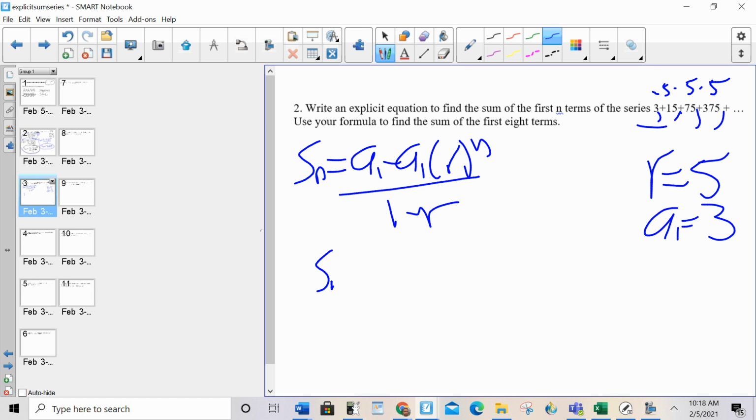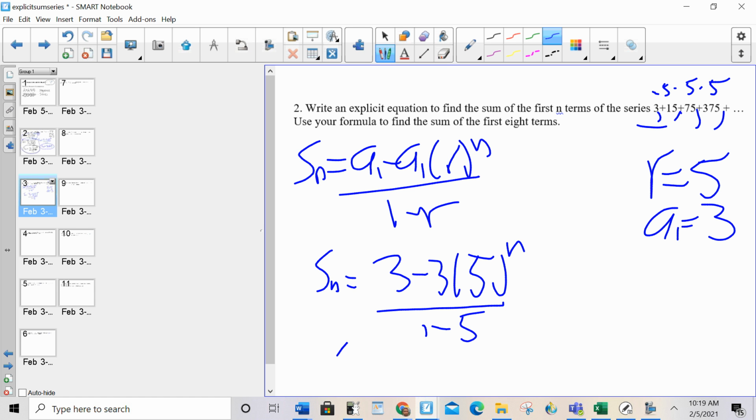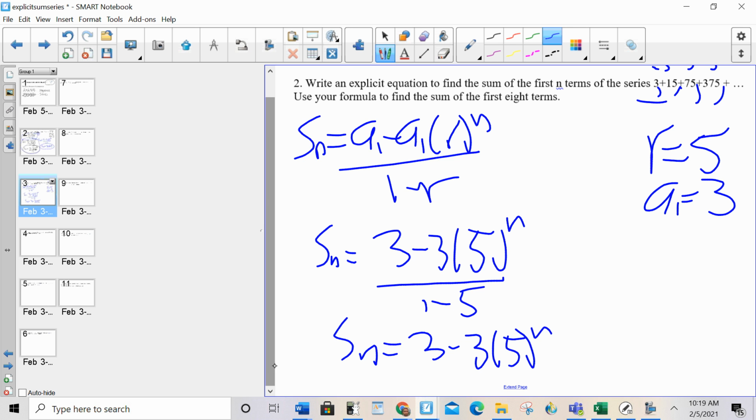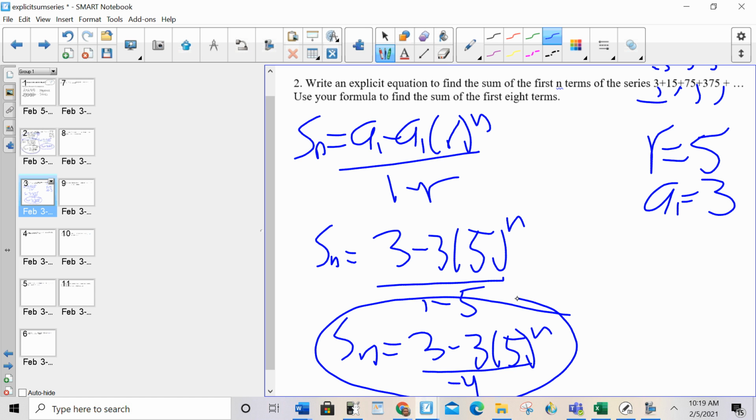Okay. Sn equals 3 minus 3 times 5 to the power of n over 1 minus 5. The only thing I can do is my bottom. 1 minus 5 is negative 4. That's my equation. Now it wants me to use my formula to find the sum of the first 8 terms. So you're going to replace n with 8.